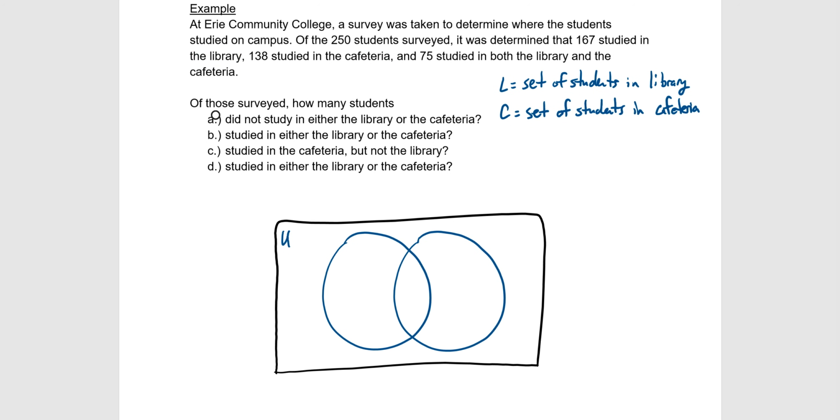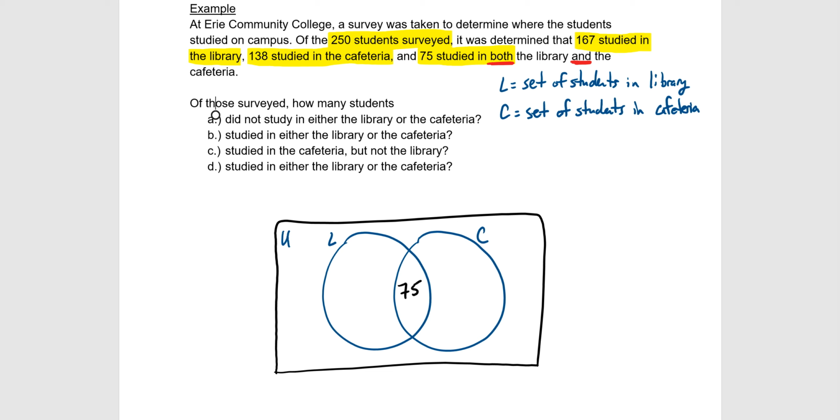Okay, so let's take a look at our numbers here. We have 250 students total. 167 studied in the library. 138 studied in the cafeteria. 75 studied in both the library and the cafeteria. So what we have to do here is start from the middle, start from the intersection. The word both is telling us that that is the intersection. Both, and then we also have the word and right there. So that's going to be the intersection. So we're putting 75 right here in the middle.